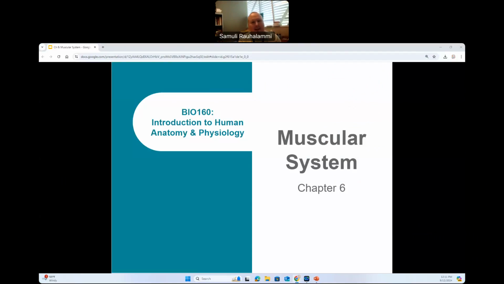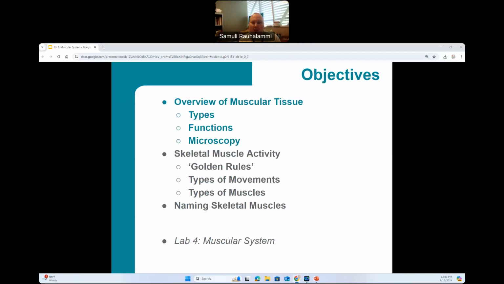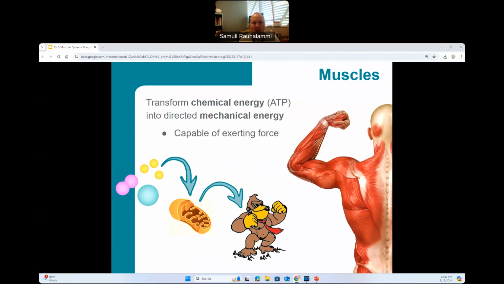So let's discuss a little bit about the muscular system. On this recording, we'll just start with some of the basic concepts to get us oriented, and then we'll review the individual skeletal muscles that I really want you to know a little later. But I think it's a good place for us to talk first about different types of muscular tissues, their functions, and the microscopy.